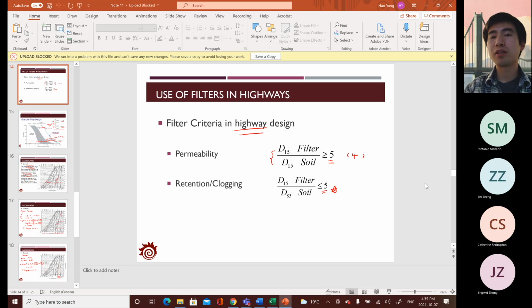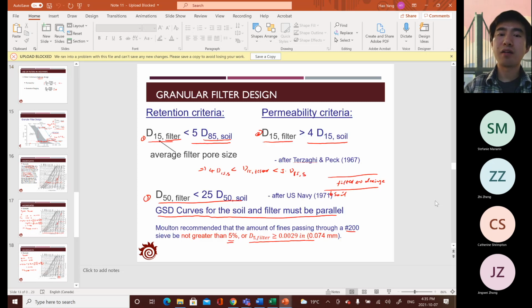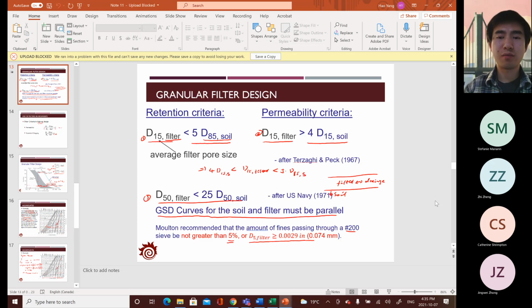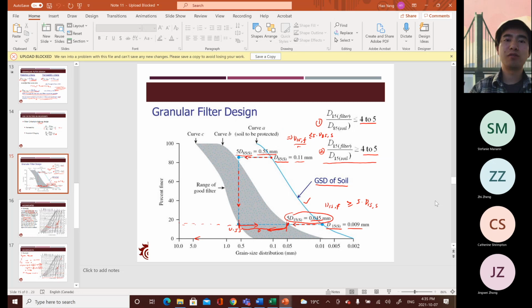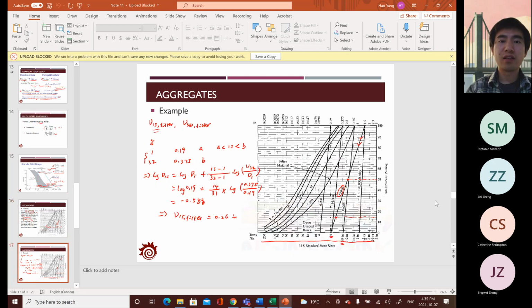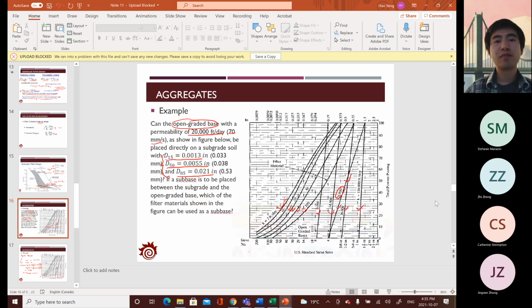And you also need to check the retention criterion: D15 of the filter over D85 of the soil should be less than 5. The third one is the grain size curve requirement. In this additional criterion, you want to make sure that the ratio between the filter and the soil at the effective size of 50% is less than 25. Once all three criteria are satisfied, we can claim that there will be an effective drainage material.